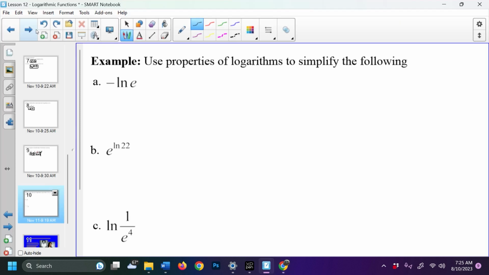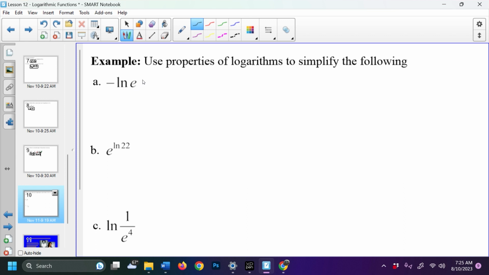Next example, use properties of logarithms to simplify the following. Negative ln e. So solving this is going to lead us to a result that's going to be very useful for us as we go forward. So I definitely want you to put this part in your long-term memory.